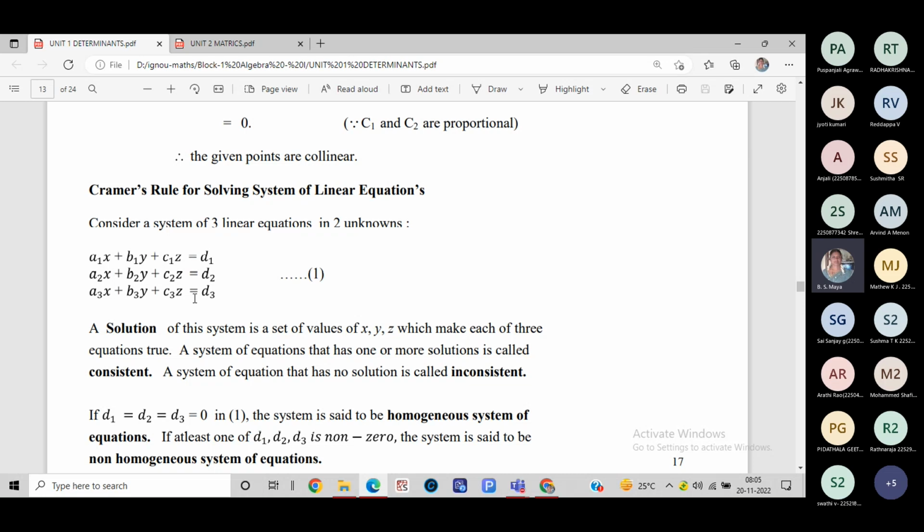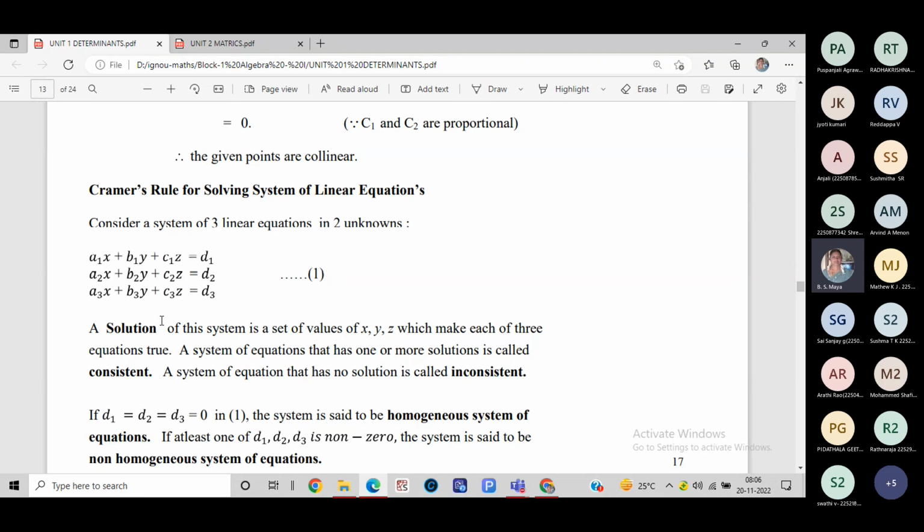When I'm finding the solution, we can have two types. In the example, you have to check whether the given equation is consistent or inconsistent. What is consistent, what is inconsistent? We have to know the difference. A system of equations that has one or more solutions is called consistent. One or more solutions means x can have two values, y can have two values, z can have two values. If you substitute the x value, it is equal to d1. If the system has one or more solutions, then it is called consistent.